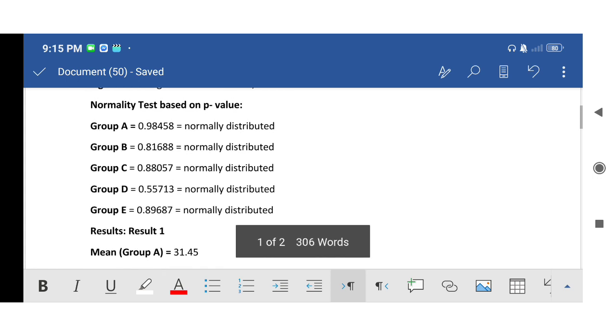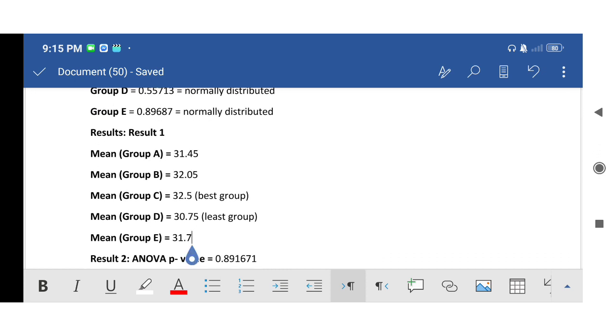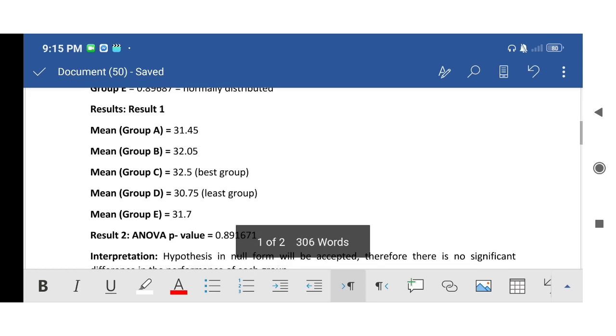For group A, the p-value is 0.98458, normally distributed. For group B, the p-value is 0.81688, normally distributed. Group C, 0.88057, normally distributed. For group D, 0.55713, normally distributed, and for group E, 0.89687, normally distributed.